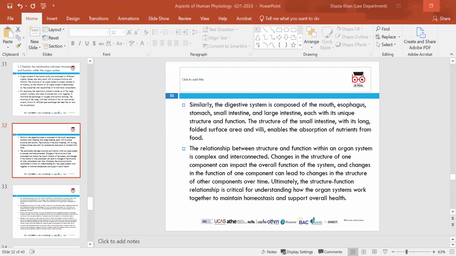So how the organs actually work together is really important, because if they didn't work together, it would be really difficult for them to function. They need to work together to perform the function that they have to perform.